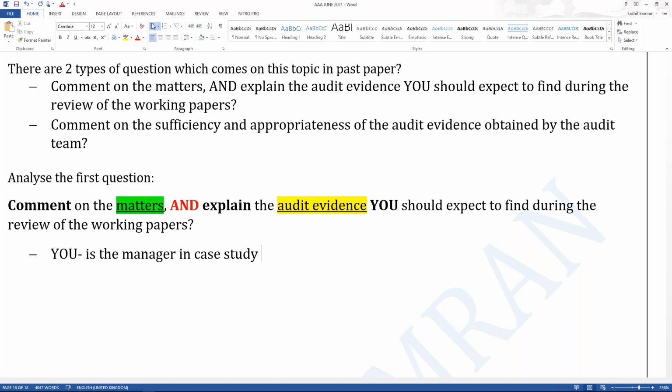And the examiner is saying you should comment on the matters and you should explain the evidence that would be in the file while you are reviewing the working papers. What is the manager doing? The manager is doing the review of the working paper file, right?